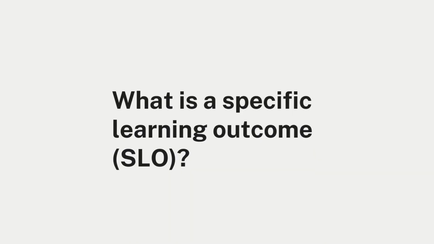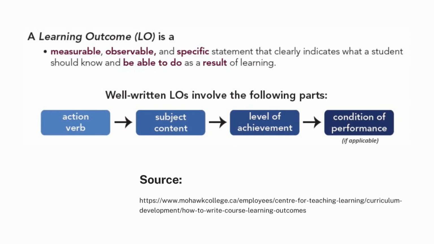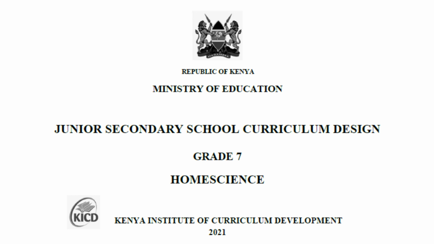So, what's a specific learning outcome? It's a statement that defines the expected knowledge, skills, and attitudes that a learner should have at the end of a learning activity or program. A specific learning outcome should describe what a learner is expected to be able to do, understand, or demonstrate after completing a specific learning experience.